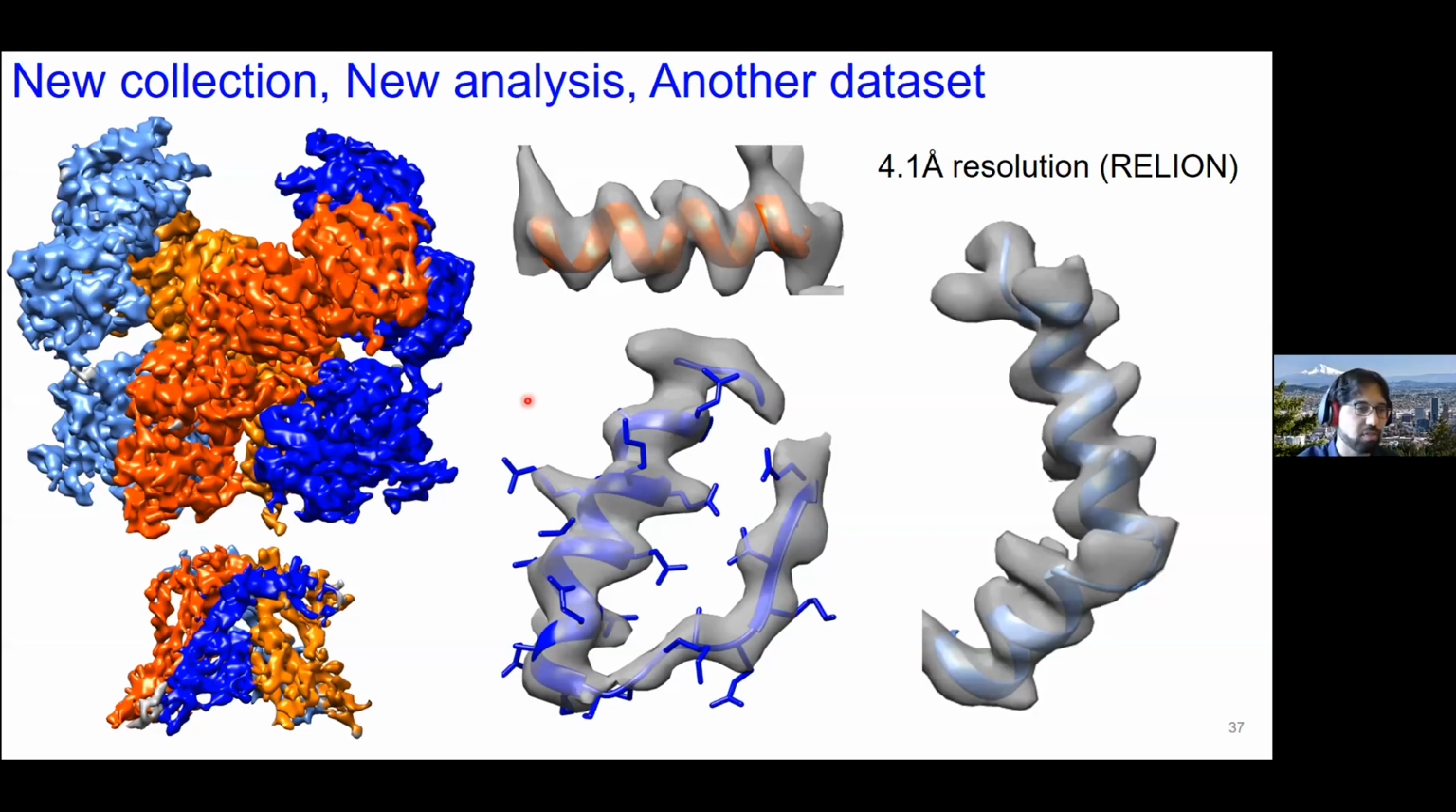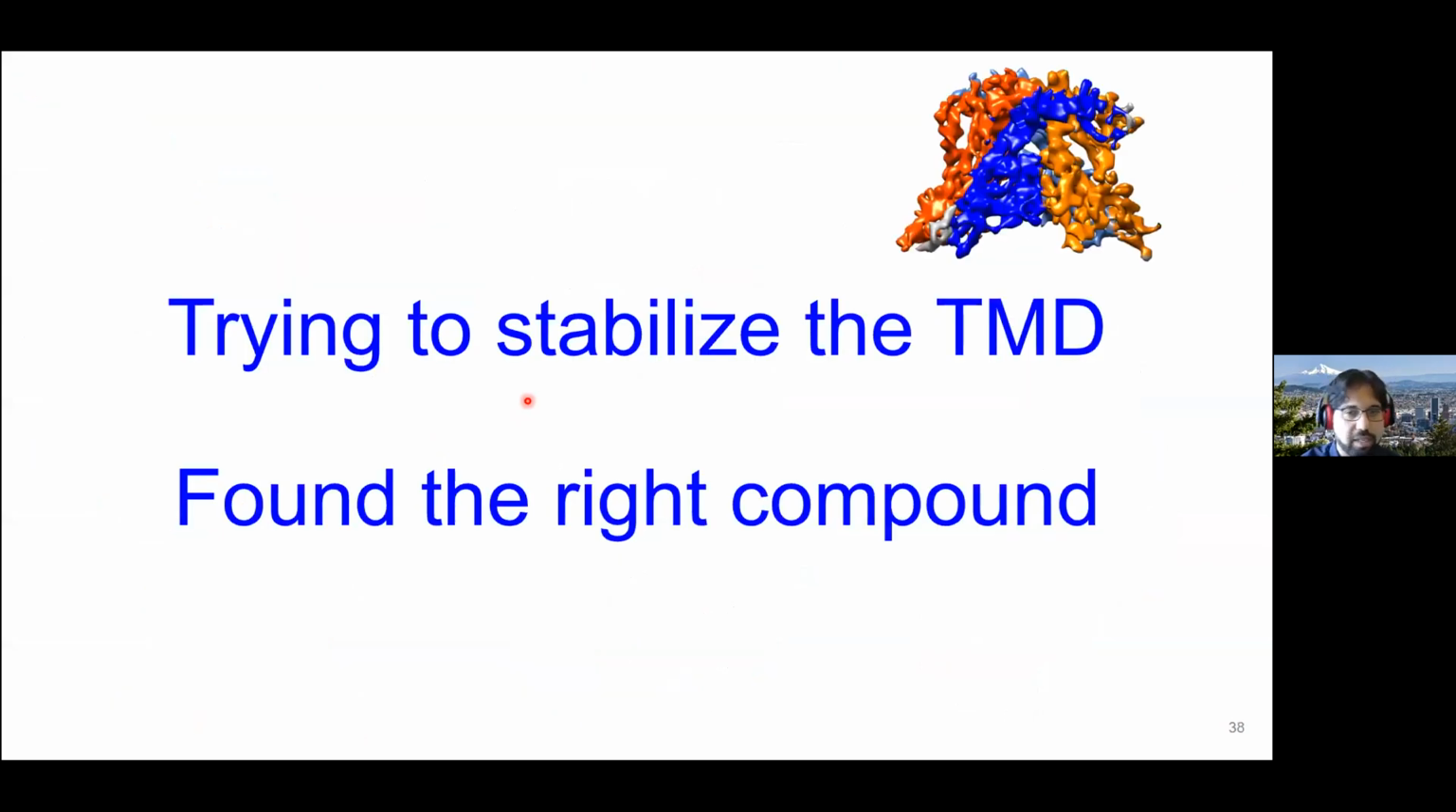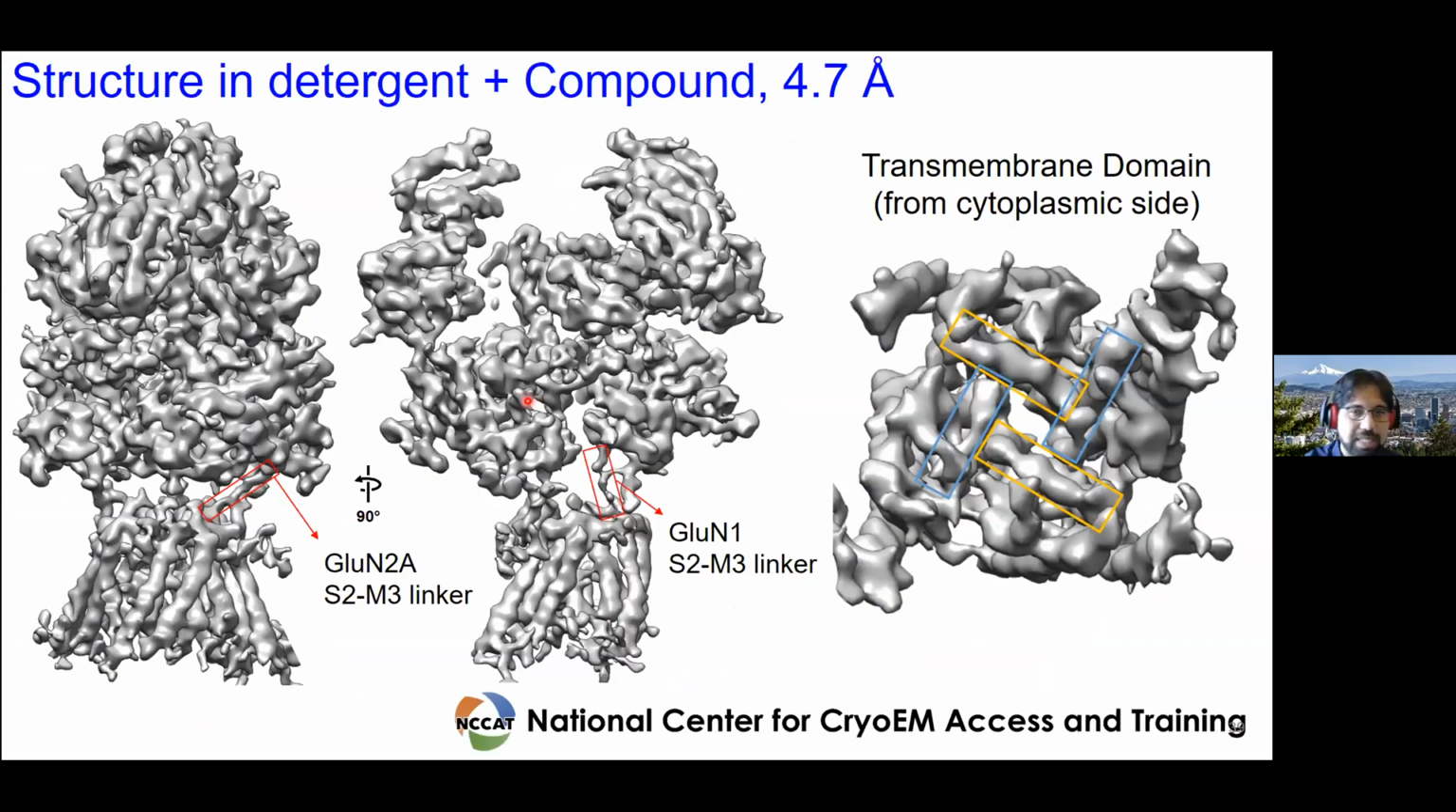We were fortunate enough to have an in vitro assay that we could use to assess what was going on at the transmembrane domain. And we were able to find a compound that allowed us to actually stabilize the TMD. Now, this was the only data set that we collected at NCCAT, thanks to Ed and Alina. All the other data sets that I'm showing were captured at PNCC, and that's really convenient because they're just down the hill from us.